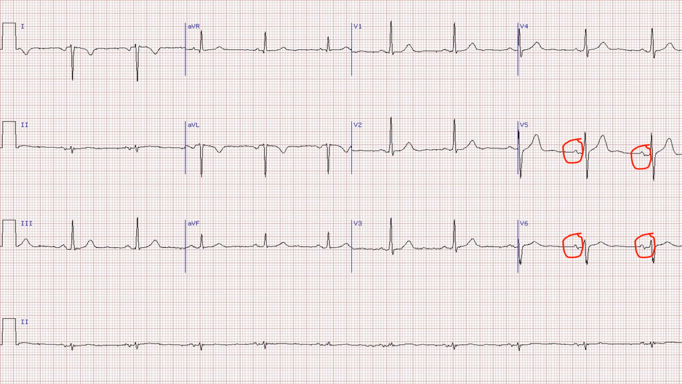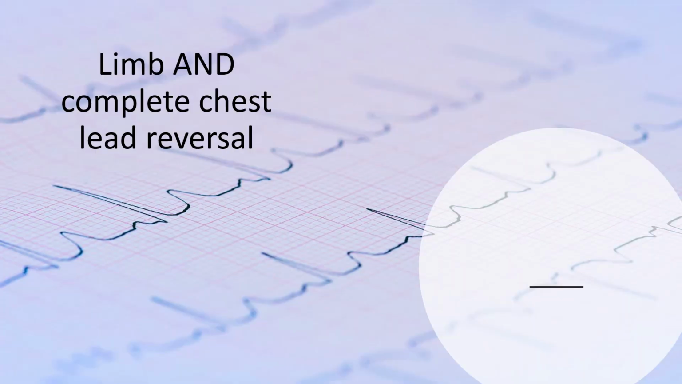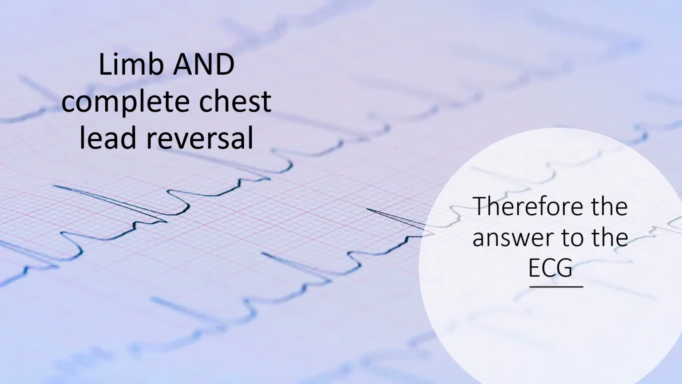So therefore, the one diagnosis that explains all the findings is right arm to left arm plus a complete precordial lead reversal. So here is the answer for the EKG, which is limb and chest lead reversal.